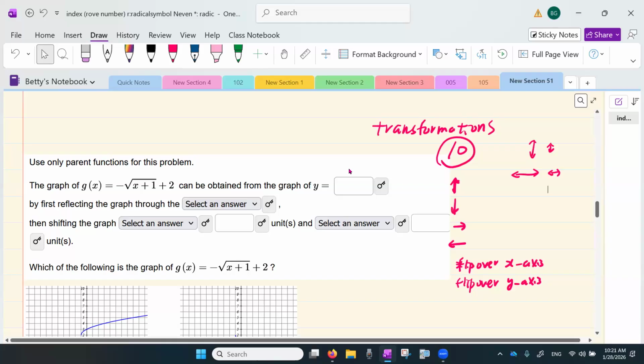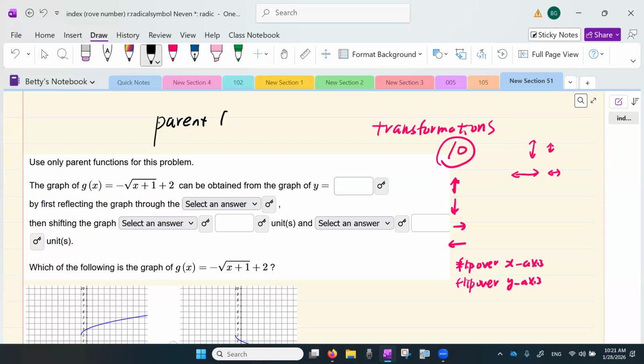What's very important about transformations is we want to use the parent function. Transformations of what? Transformations of a parent function. So in this section, we study the transformations of a parent function. And what is a parent function? A parent function normally refers to a very simple function. For example, a linear function, right?